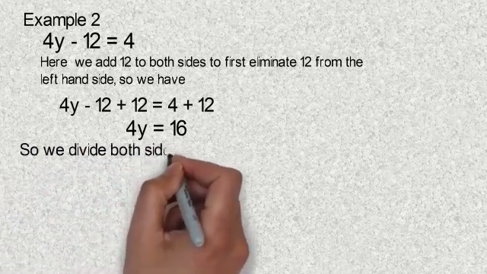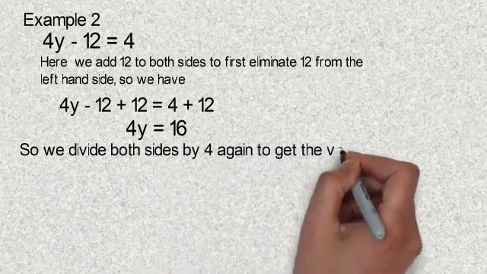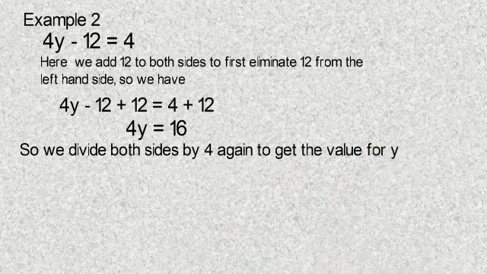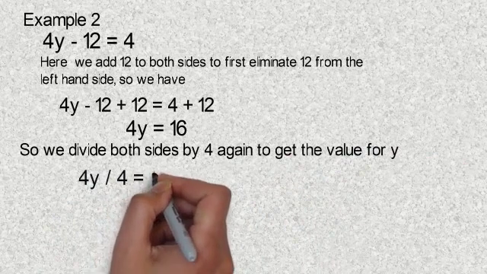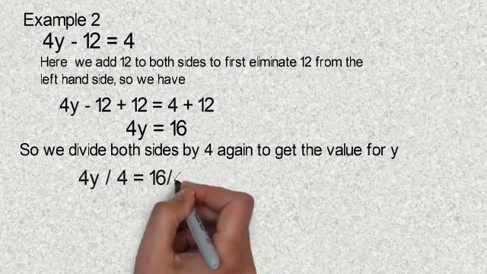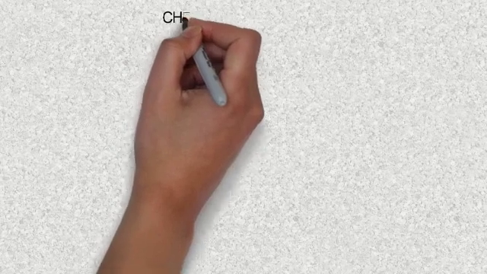It will give us 16. So we divide both sides by 4 again to get the value of y. Can you see that? So I have 4y divided by 4 equals 16 divided by 4. So here, 4y divided by 4, 4 strikes out 4. I have y. Then 16 divided by 4 will give me what? 4. So can you see? Our y is equal to 4. Pretty easy and simple.